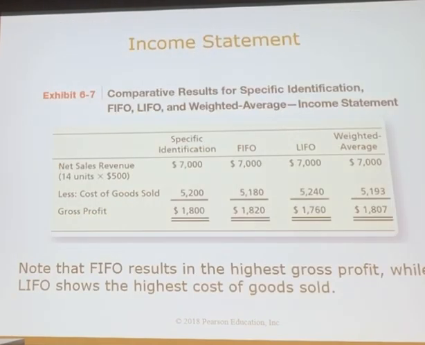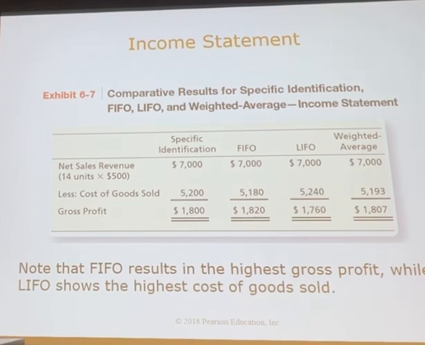Here's an exhibit that shows the income statement effects of the different costing methods. And you really can't compare specific identification to the other methods because it just all depends on the unique circumstances that you're dealing with when you use specific identification. But with the other 3 methods that use these assumptions, you can say that FIFO will always have the highest gross profit.